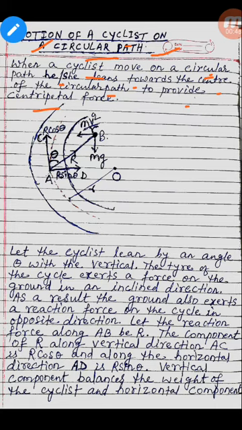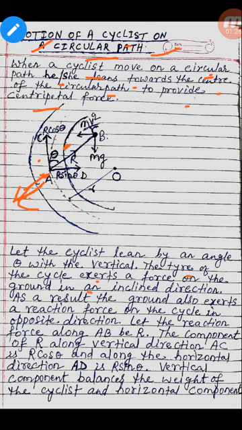Now let us suppose that the cyclist leans by an angle theta. This is the angle theta. Suppose the cyclist leans by an angle theta with the vertical direction. The tire of the cycle exerts a force on the ground in an inclined direction. Here at the point A there is a contact between the tire and the ground. The tire of the cycle exerts a force in the inclined direction, in this direction.